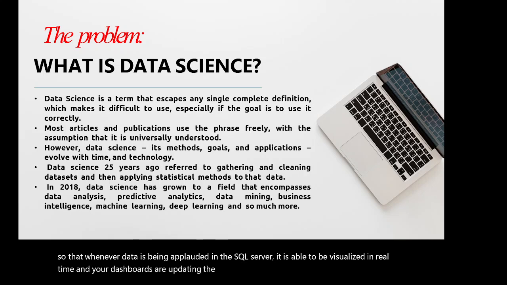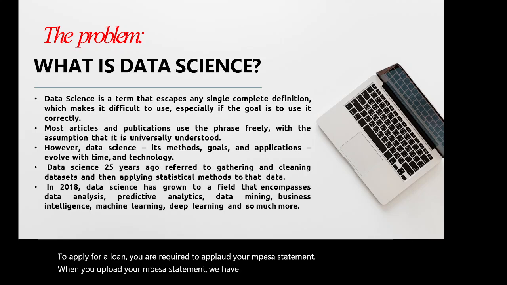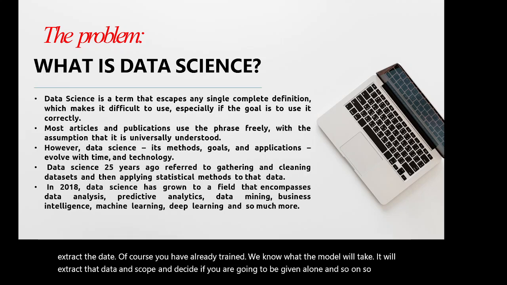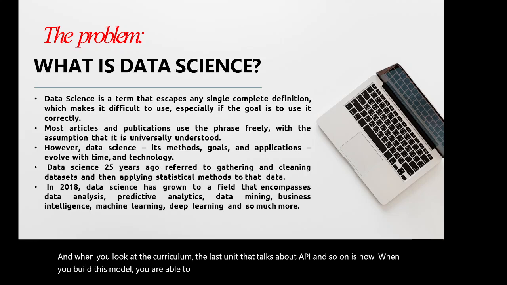The second one, let me give you my example, the Berry mobile app. When you go today to apply for a loan, you are required to upload your M-Pesa statement. When you upload it, we have a machine learning model that is able to extract the data. Of course, you have already trained it, so we know what the model will take. It will extract that data, score, and decide if you are going to be given a loan. When you look at the curriculum, the last unit talks about APIs. When you build this model, you are able to integrate with the applications that exist within your organization.